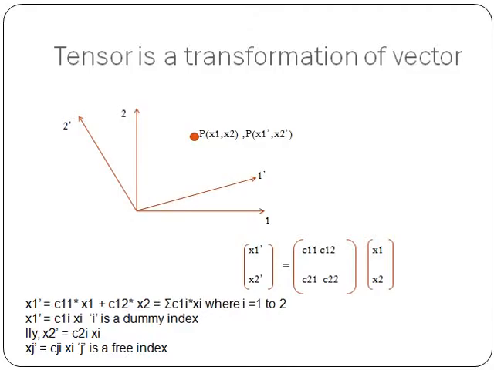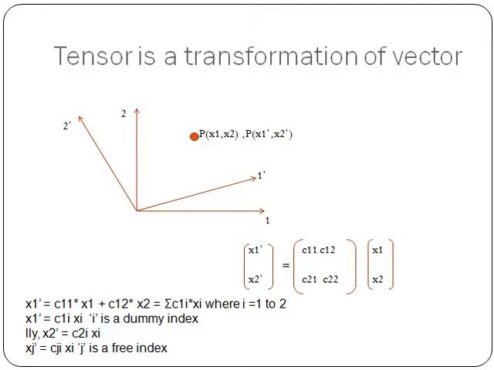Similarly, x2 dash also you can say c2i xi. Okay, same fashion, c2i xi. So i stands for 1 to 2. So you can replace that 2 with j. Wherever 2 is there, you can put j, but j is not repeating in a single term. That means it is not a summation, it is a free index. So j is a free index.